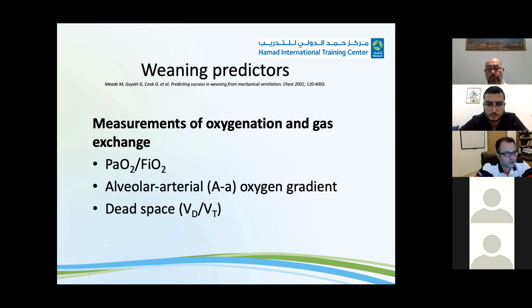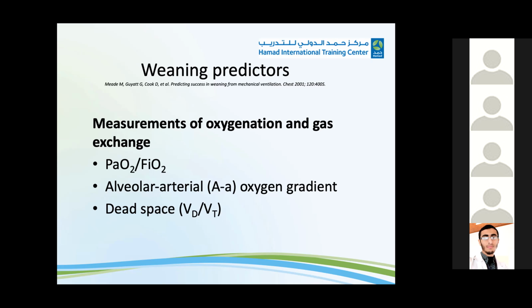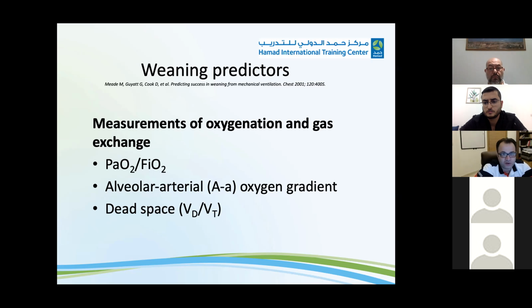So the measurements of oxygenation and gas exchange, I talked about the PF ratio, which is PaO2 that you get from the arterial blood gas, and FiO2 is how much oxygen you give the patient on the ventilator. So preferably you want this to be more than 150. There is the alveolar arterial oxygen gradient, or AA gradient. And to calculate that, you have to use a specific formula and to subtract basically the PaCO2 and the respiratory quotient from that to estimate the alveolar oxygen.